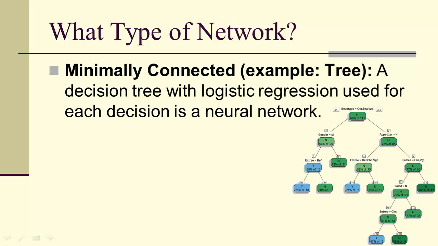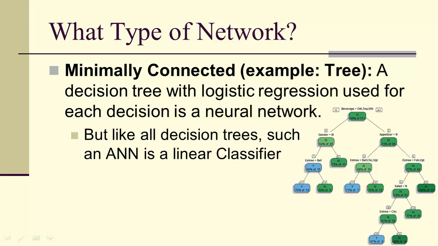So first off, we could say, well, let's suppose we looked at a minimally connected network, a tree. So for instance, we could use a decision tree where logistic regression is used for each decision. That is a neural network. And as a matter of fact, it's something that's kind of fun to set up, is instead of using information gain at each node, use logistic regression at each node. But what we'll find out in such a case is that such an artificial neural network is actually a linear classifier.